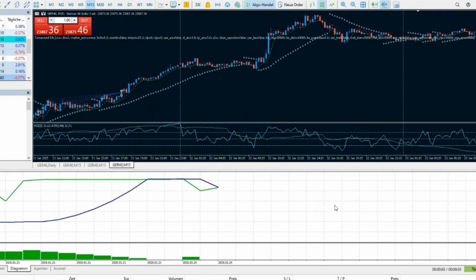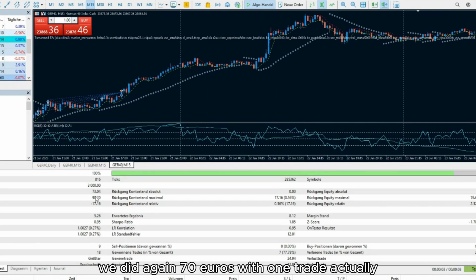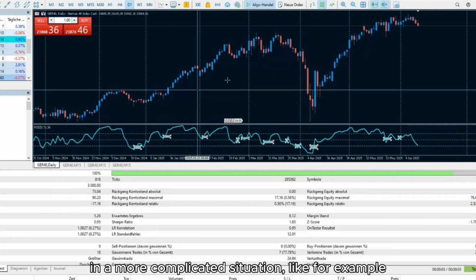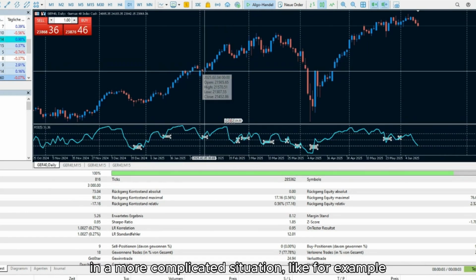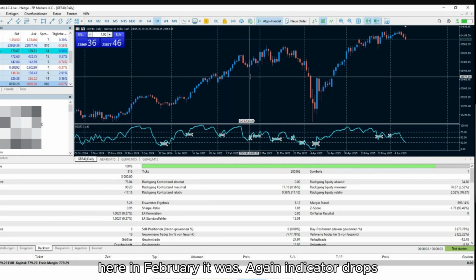Okay, here we did not have many trades, but it was also not many days. But when you look into the backtest, we again made 70 euros with one trade actually. So absolutely okay. And we are still in January, remember, 30%, and we have another trade. But let's look maybe as well at a more complicated situation, like, for example, here in February.